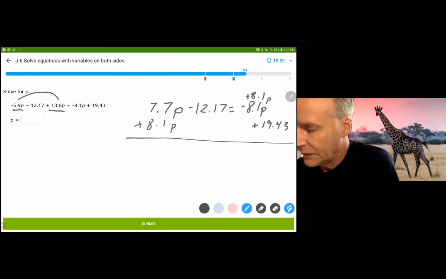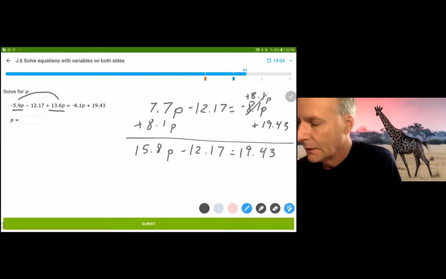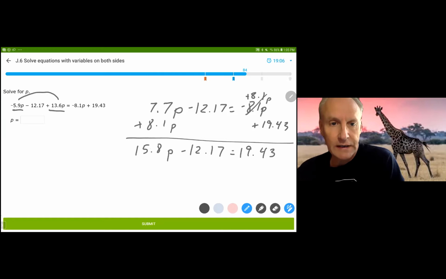And that's going to be 15.8p minus 12.17 is equal to 19.43. We're going to add the 12.17 and then divide by the 15.8. And I'm going to go ahead and do it with the calculator just to speed things up again. Just a bit.